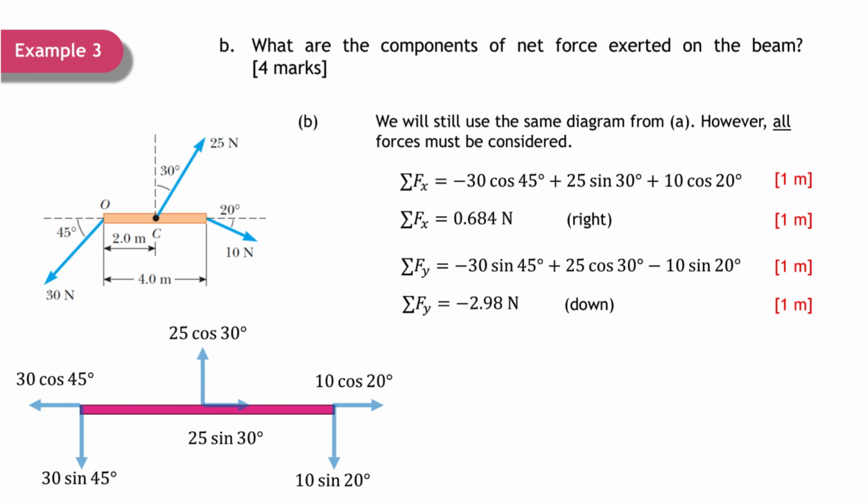In part B, we are asked to find the net force acting on the beam. Unlike torque, all forces must be included, even those acting through the rotational axis. Resolve each force into its horizontal and vertical components. Then, sum the forces separately along the x direction and y direction. From the calculation, the net horizontal force is 0.684 N to the right, while the net vertical force is 2.98 N downward. Remember, when finding resultant force, the position of the rotational axis is not important. Only the force components are considered.